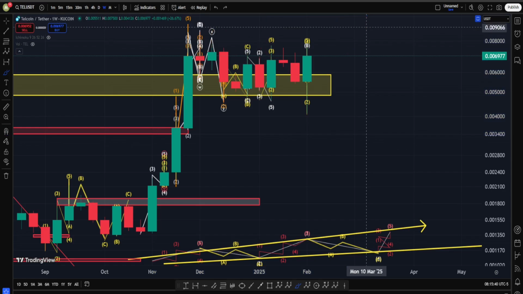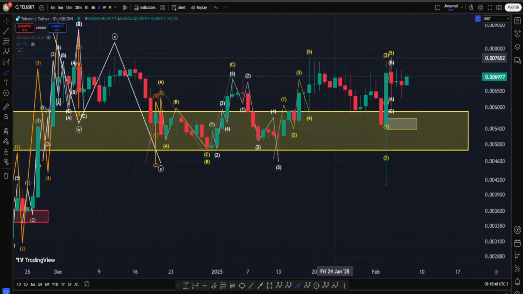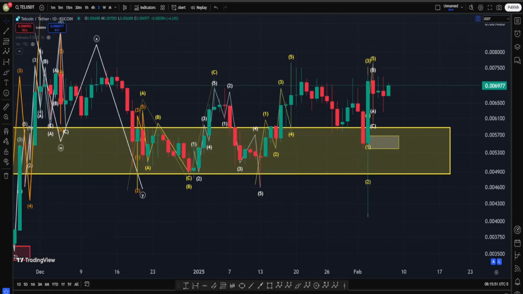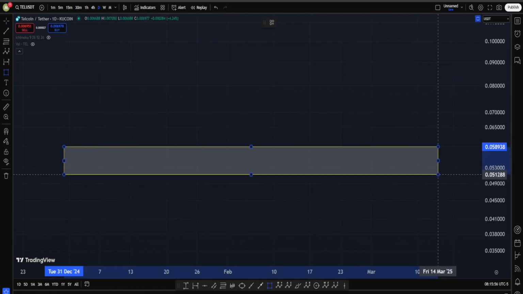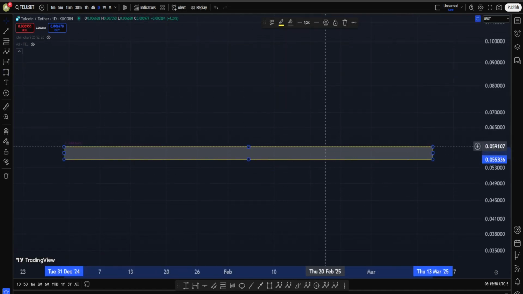So what's the point that I'm trying to make? In my opinion, as long as we are staying above this area, we are definitely good to go up, but I do not want to see us hanging around this region anymore. Why is that? You see, let's say this is a support area. Why do we call this a support?